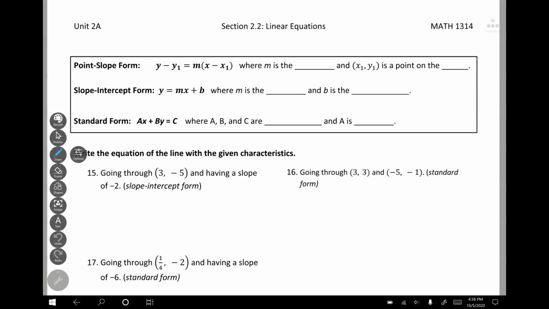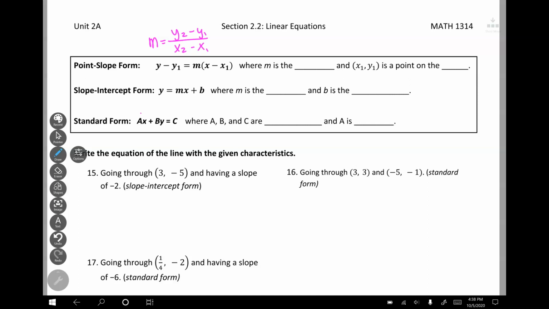All right, this is 2.2 part 3, finishing off the 2.2 notes. Remember yesterday we looked at slope, so just a reminder about that: m equals y2 minus y1 over x2 minus x1. And today we're going to look at writing linear equations.